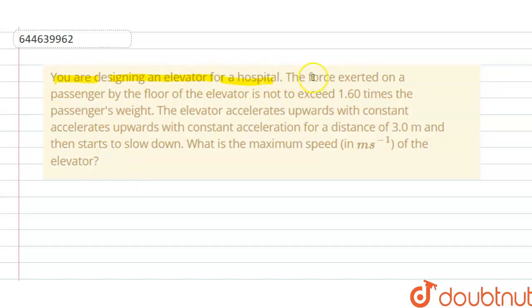Hello students, today our question is: you are designing an elevator for a hospital. The force exerted on a passenger by the floor of the elevator must not exceed 1.6 times the passenger's weight, and the elevator accelerates upward with constant acceleration for a distance of 3 meters, and then starts to slow down. We have to find the maximum speed of the elevator.